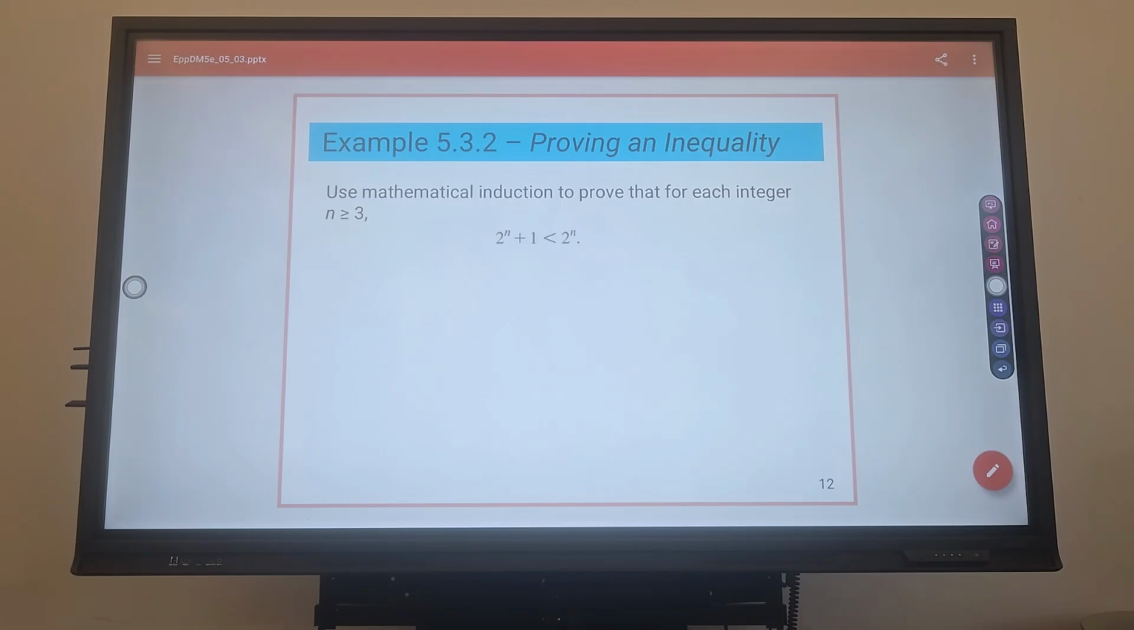So how about an inequality? Use mathematical induction to prove that for each integer n greater than or equal to 3, 2n plus 1 is less than 2^n.